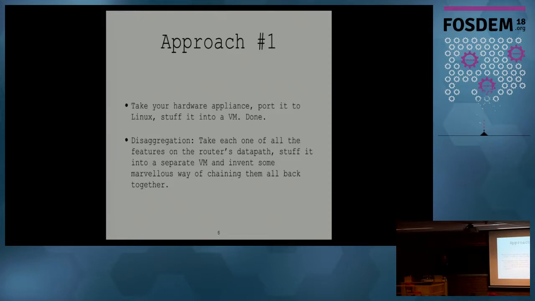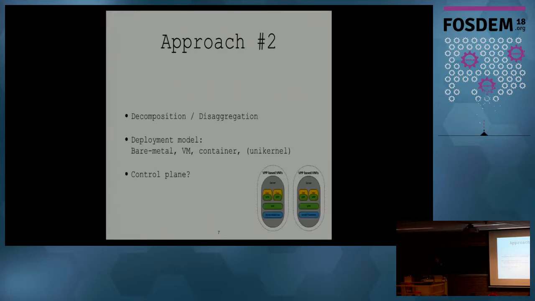So the original approach for building network functions wasn't really that. It was just take whatever hardware appliance you have, port it to an x86 platform, stuff it into a VM, and you're done. And then you can do the same thing with decomposition, where you take off all the features and put those in separate VMs and declare victory.